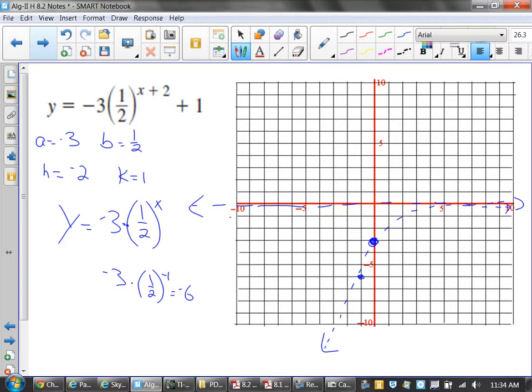It's going to have to move left or right. How many? And up or down? How many? Good. So I move them left 2, up 1. And how far do I have to move my vertical asymptote? Up 1. And just make this one solid. And there you go. Do you see how this mirrors exactly what you did yesterday? You're just going in another direction.